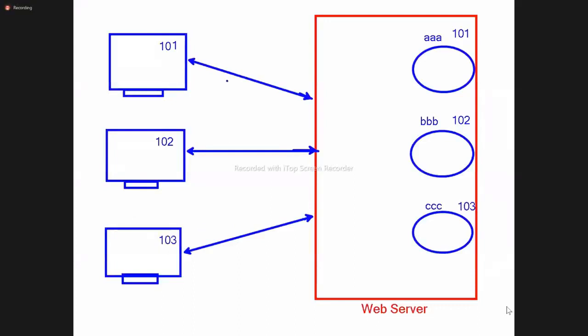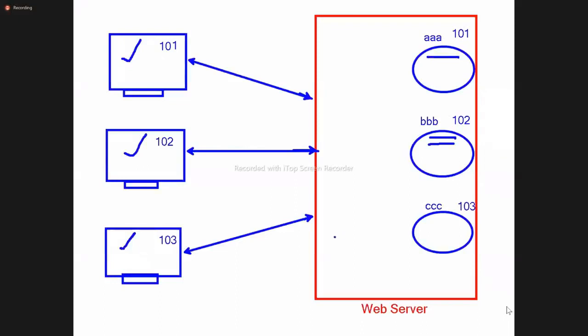Okay. Now, suppose this person selects two items. The two items come, and with those items 102 also comes. 102 is matched. Then the server understands these items are selected by the triple B user. So it adds the items here. Suppose this person selected one item. The item comes, and with that item 101 also comes. Then 101 is matched, and the server understands this item is selected by the triple A user. It will store it here.